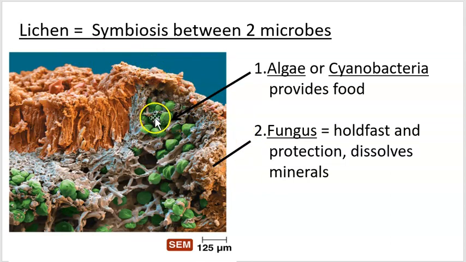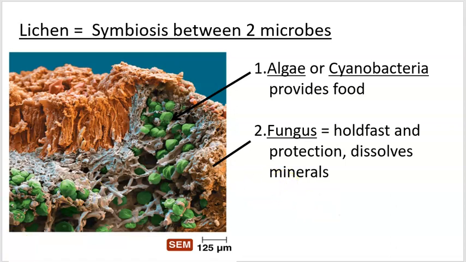If you're a cyanobacteria, you can also fix nitrogen. So not only are you giving organic foods like sugars and starches that have been produced by photosynthesis, but you can also fertilize the fungus and give it nitrogen. And remember, symbiosis is a relationship between two organisms. In this case, the fungus is going to provide a holdfast to hold this thing down. It's also going to provide some protection so the algae or cyanobacteria does not dry out. And they're going to help to dissolve minerals.